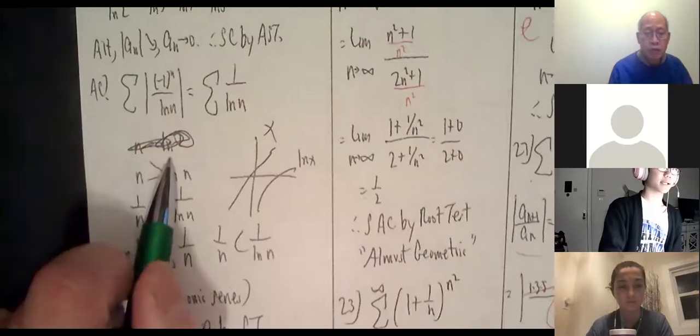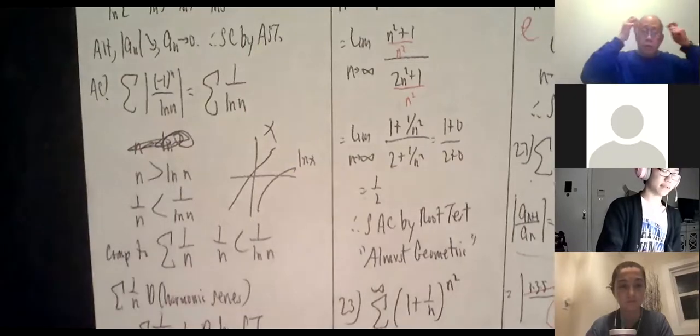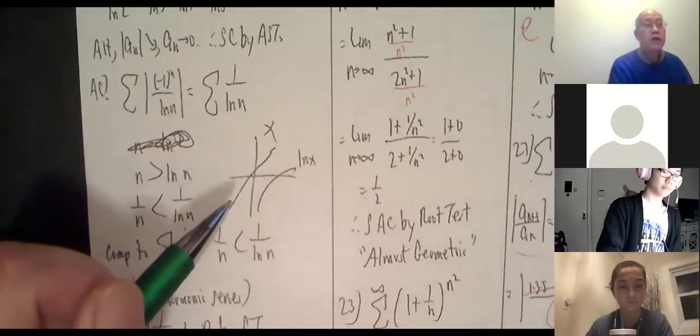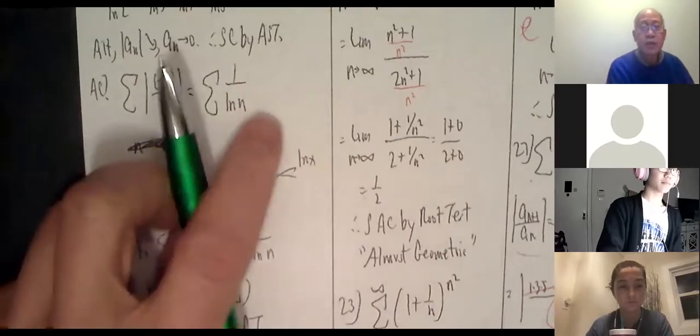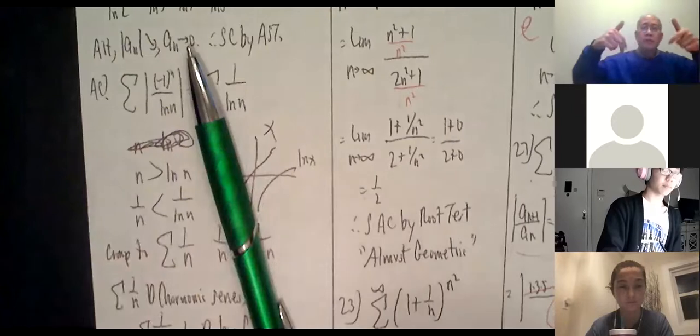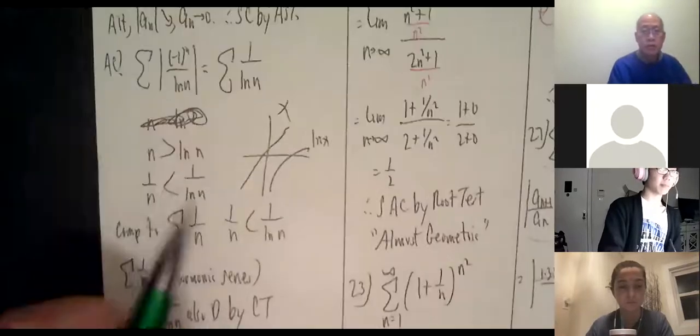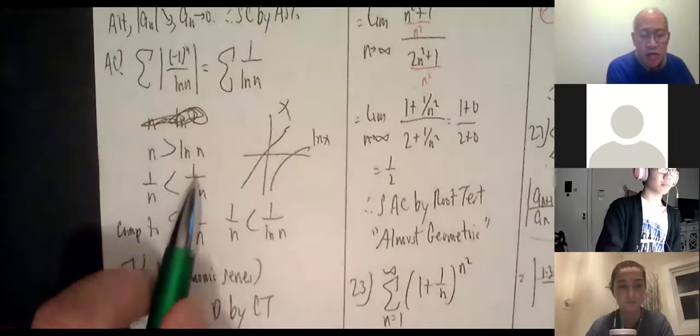If a is greater than b, then when you take the reciprocal, the inequality reverses. Like what? 3 is less than 5, but if you take the reciprocals, 1/3 is bigger than 1/5. Is that right? The reciprocal rule. So that means 1 over n is less than 1 over ln n.